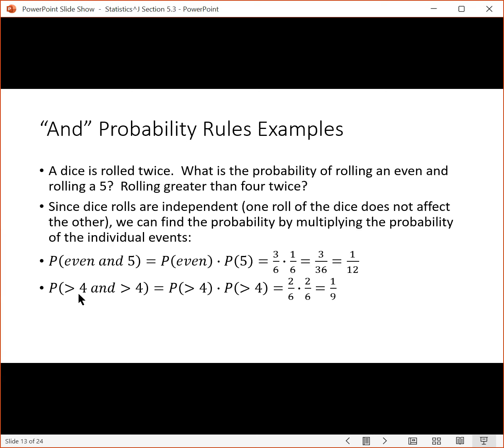And we want to find the probability of getting greater than 4 and greater than 4 on our 2 dice rolls, right? So we can find that by finding the probability of getting greater than 4 times the probability of getting greater than 4. So greater than 4, that means 5 or 6. So that's 2 possibilities out of 6 total. And then we do that twice. And so 2/6 times 2/6, that's 1/9.